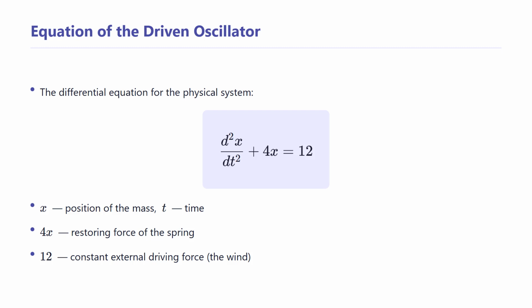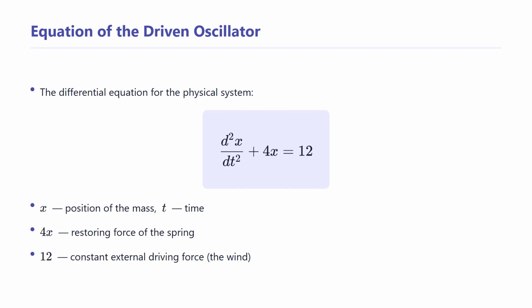Here is the differential equation governing our driven harmonic oscillator. The second derivative of x with respect to t represents the acceleration of the mass. The term 4x represents the restoring force of the spring pulling the mass back to the center. On the right side, the number 12 represents the constant, steady wind pushing against the mass.